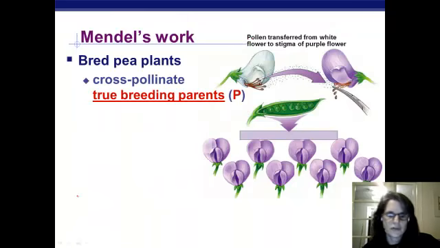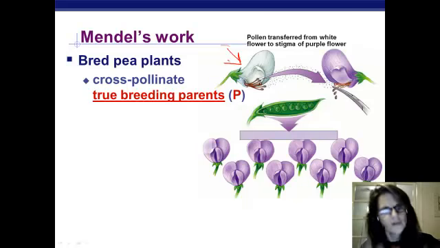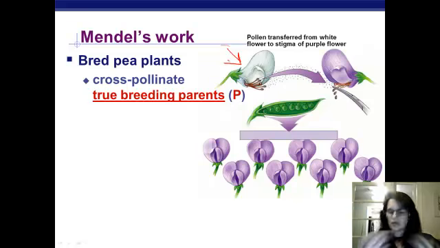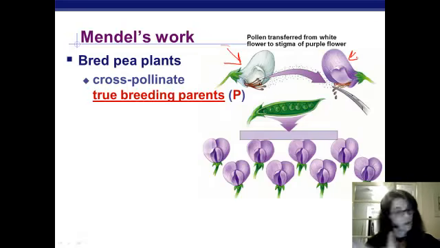He would start with true breeding parents, meaning if he had a white flowered plant, he would watch that plant and observe over generations, letting it fertilize itself. Did it always produce white flowered offspring? If it did, he knew it was true breeding. He would let it produce generation after generation, and if he never got any other flower colors, he knew it was pure for that trait. Likewise with the purple flowers, he would watch generation after generation of self-fertilization. Did it always produce purple flowers? If yes, he knew it was true breeding for that trait.